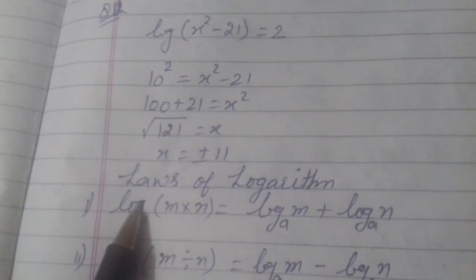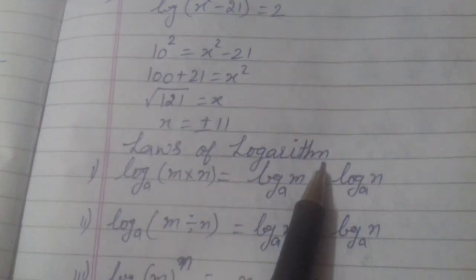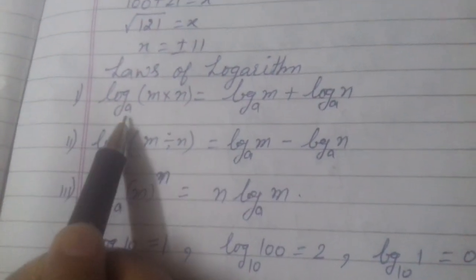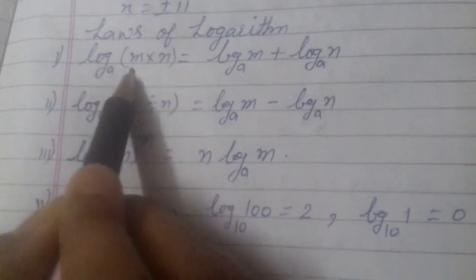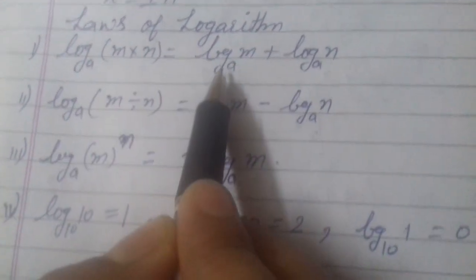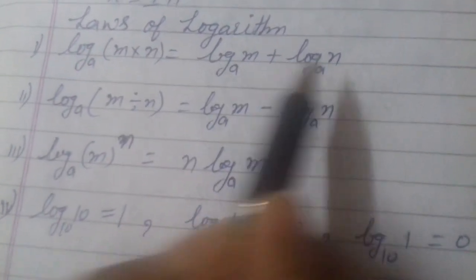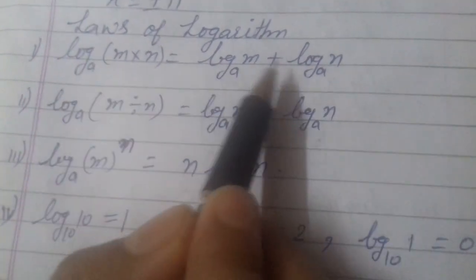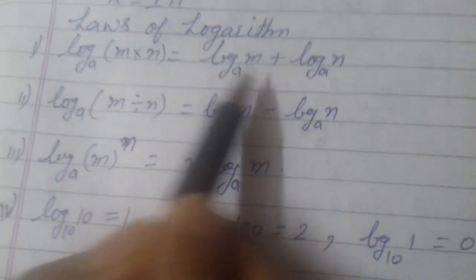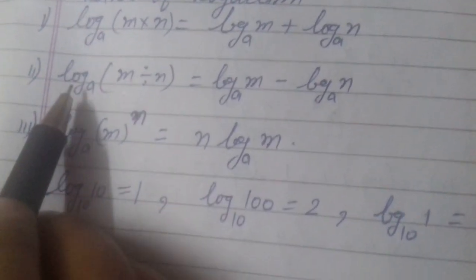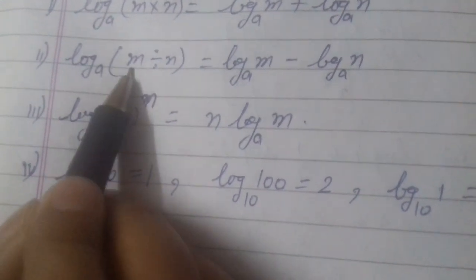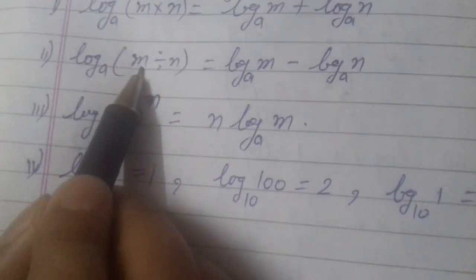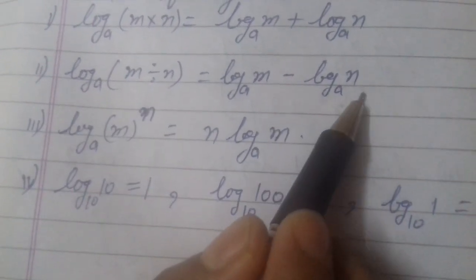Now the very important concept: laws of logarithm. Look here, children, this is called the product law of logarithm. Log to the base a, if they are multiplying, how will it be written? Log a plus log b. Meaning log a of m into n will be log a m plus log a n. What will be the sign in between? Plus, when you separate them. Same way, children, the quotient law: log a of m divided by n. How will it be written in case of division? This will be log a m minus log a n.